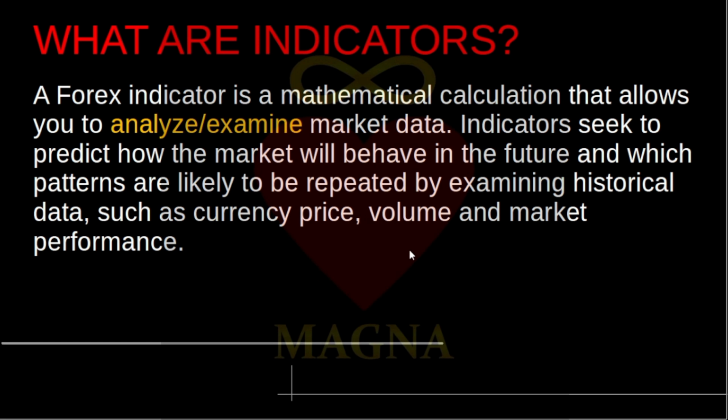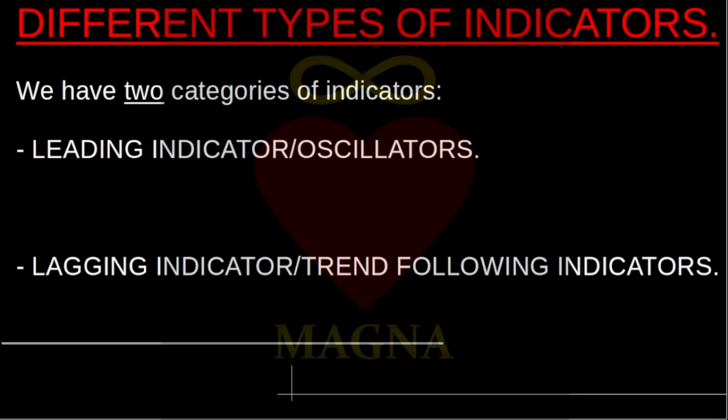So, what are indicators? A Forex indicator is a mathematical calculation that allows you to analyze or examine market data. Indicators seek to predict how the market will behave in the future and which patterns are likely to be repeated by examining historical data such as currency price, the volume, and market performance. Volume means the amount of traders in the market. So Forex indicators get their prediction from the closing prices of past data and try to predict what may happen in the future.